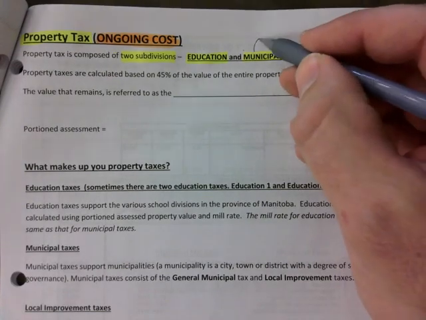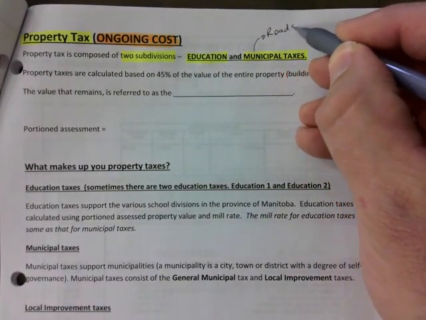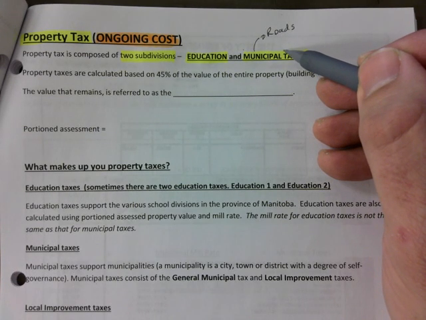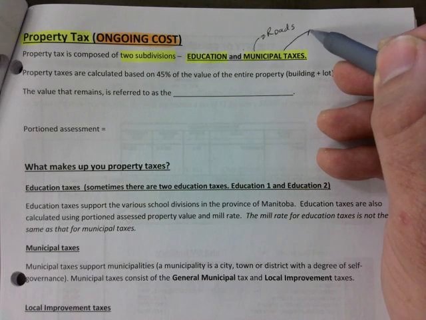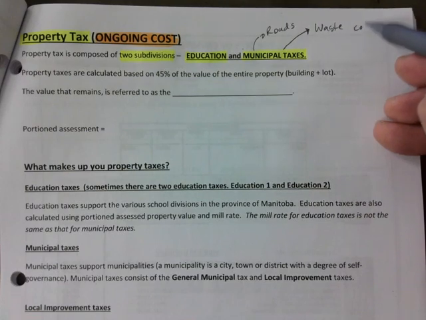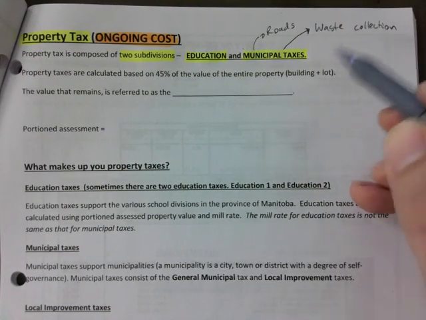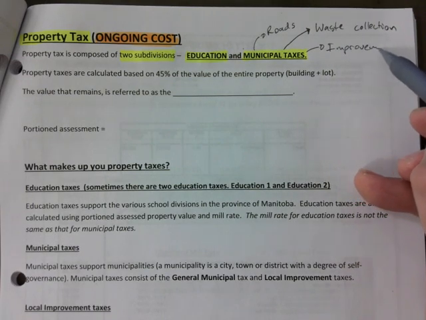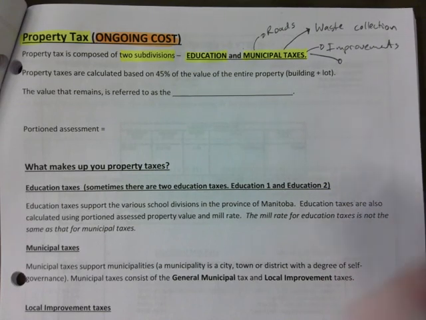This goes towards roads, which I honestly feel like sending an email to our city council about because they're just terrible. Just terrible. It's embarrassing. Roads, waste collection, improvements. If they do your sidewalks, when they redo the sidewalks or the roads, that's all municipal taxing.